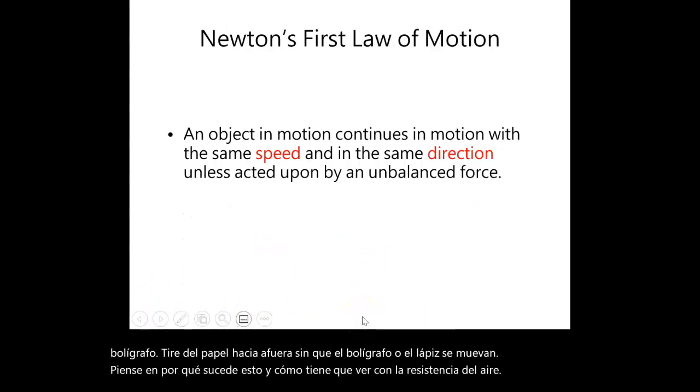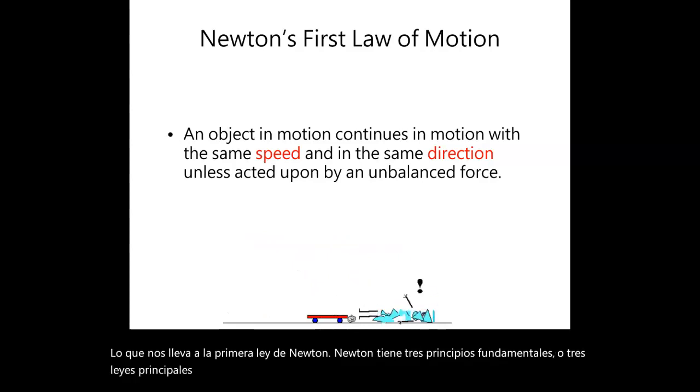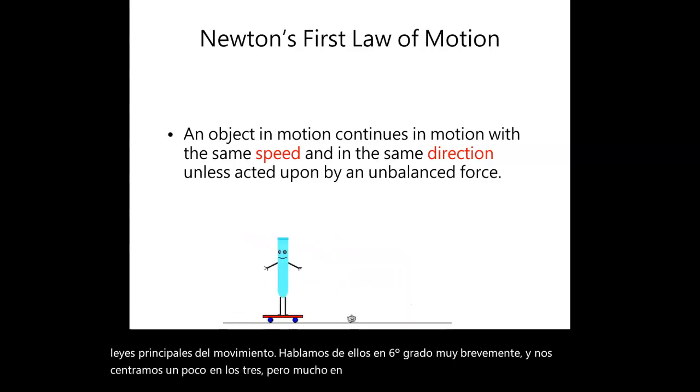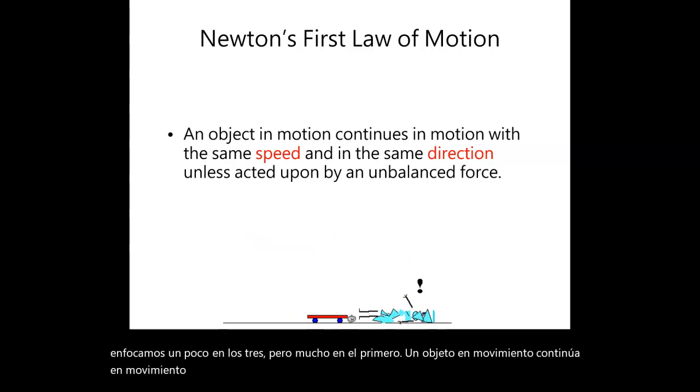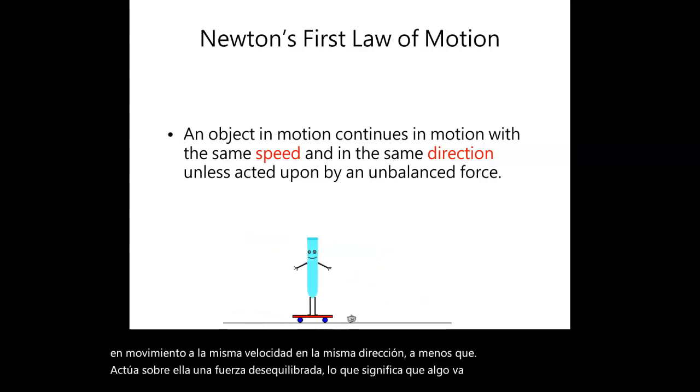Which leads us into Newton's first law. Newton has 3 main principles or 3 main laws of motion. We talked about them in 6th grade very briefly, and we focused a little bit on all 3 of them, but heavily on the first one. An object in motion continues in motion at the same speed in the same direction unless acted upon by an unbalanced force, which means something is going to prevent it from continuing or change its motion.